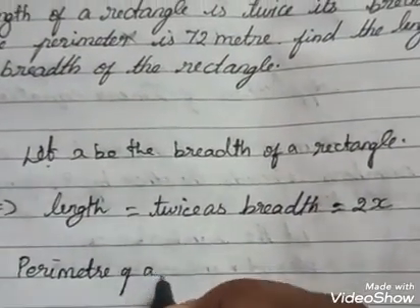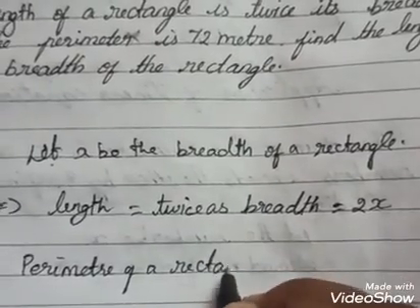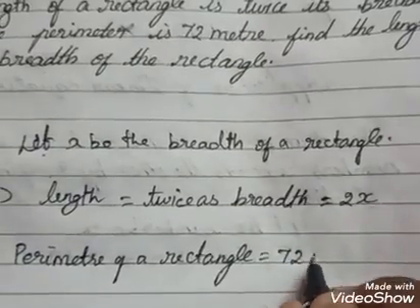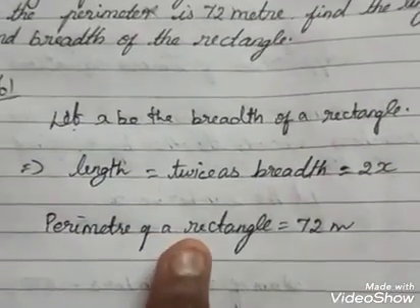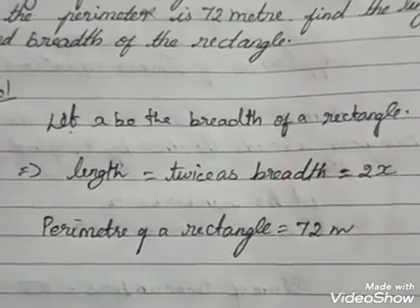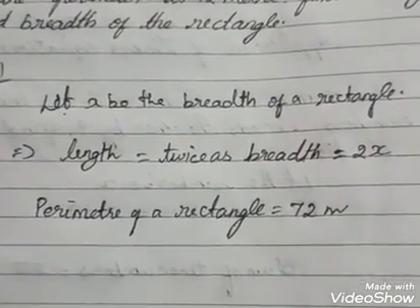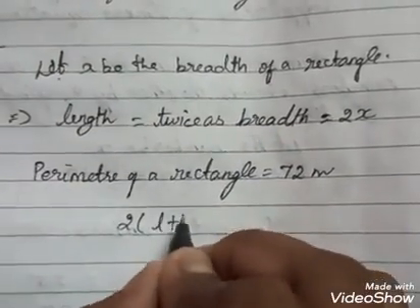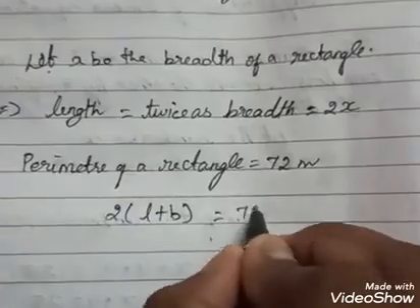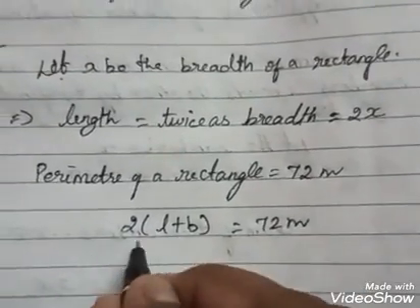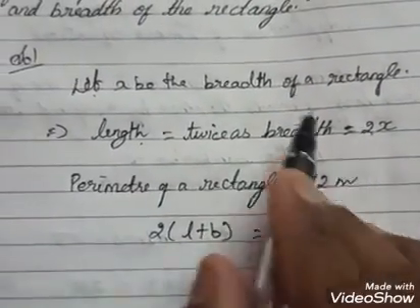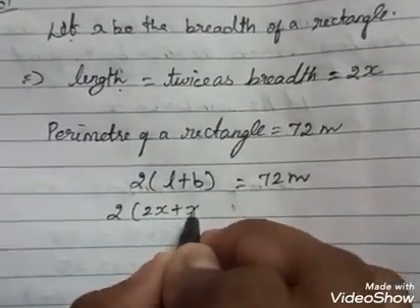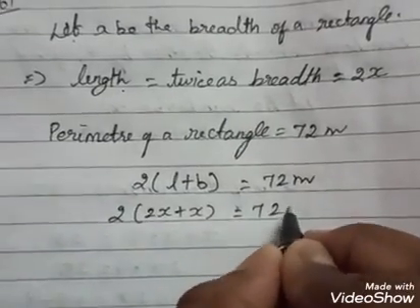So perimeter of a rectangle is equal to 72 meter. What is the formula to find the perimeter of a rectangle? It should be 2 into (L plus B), which is equal to 72 meter. So here you know that the length is 2x and breadth is x. So 2 into (2x plus x) is equal to 72 meter.